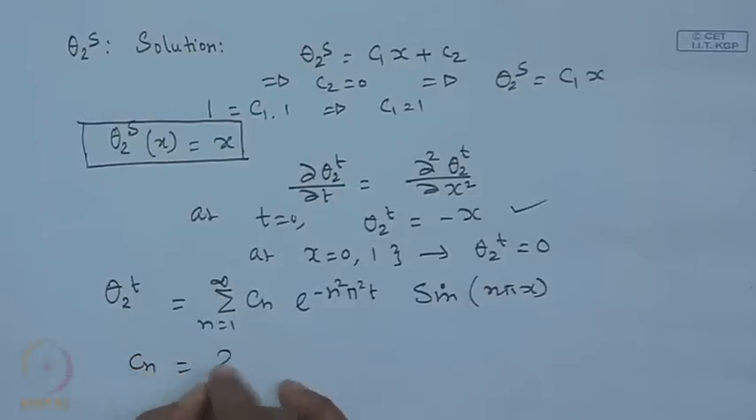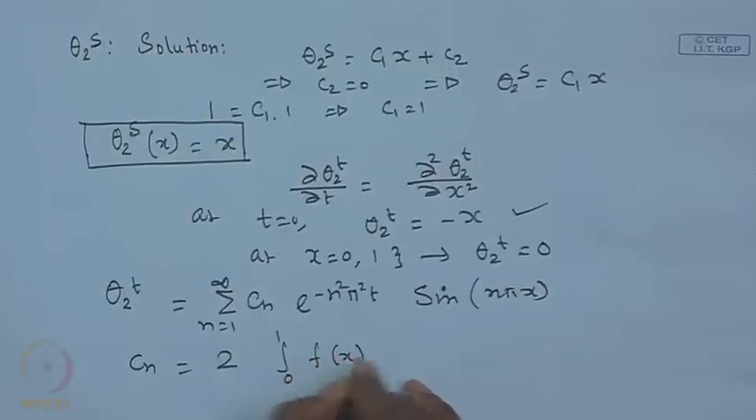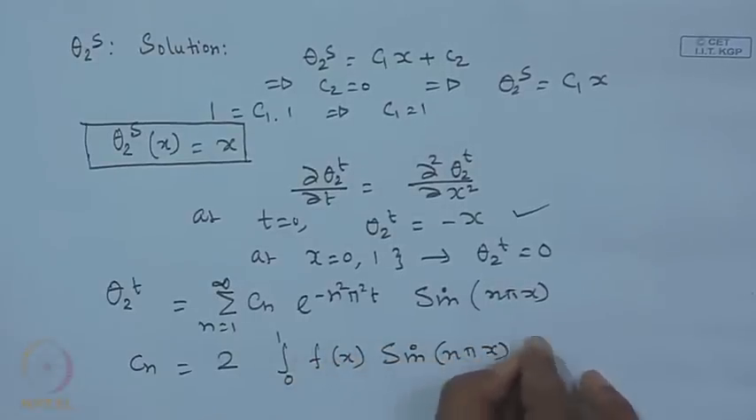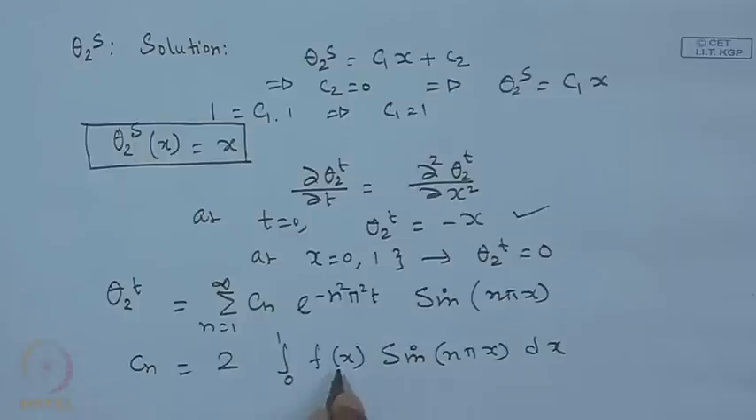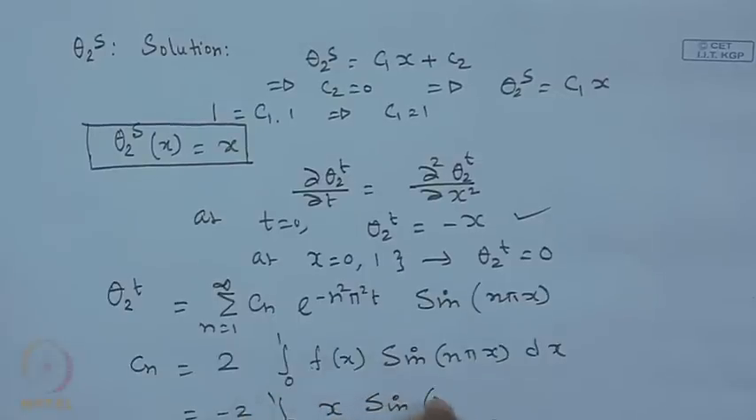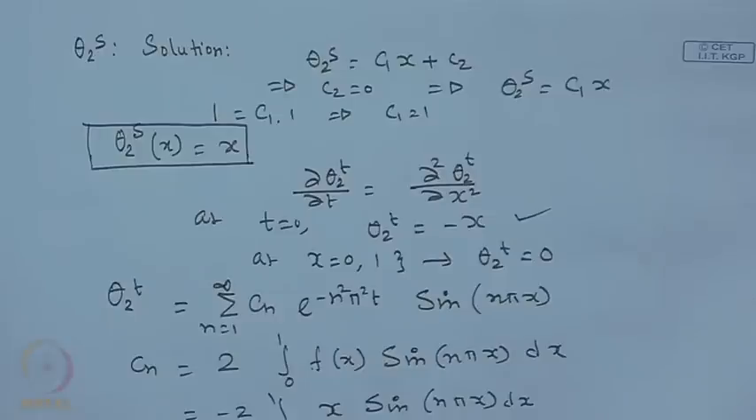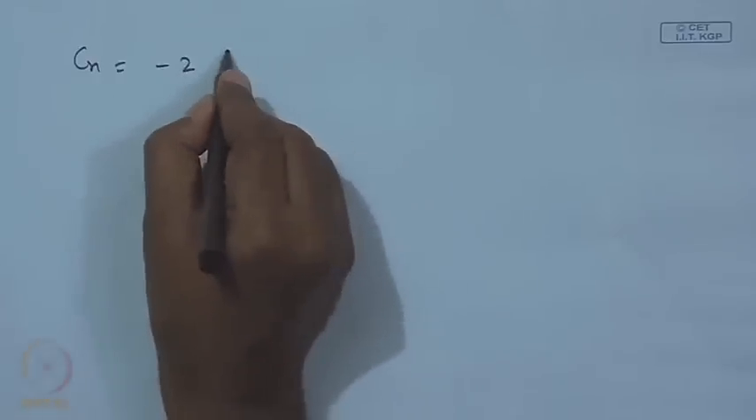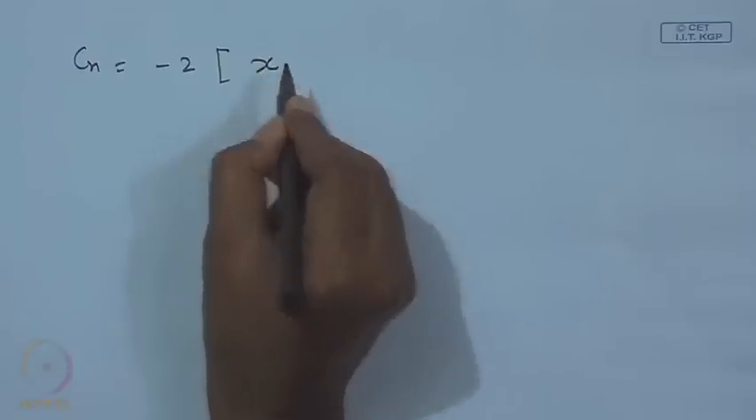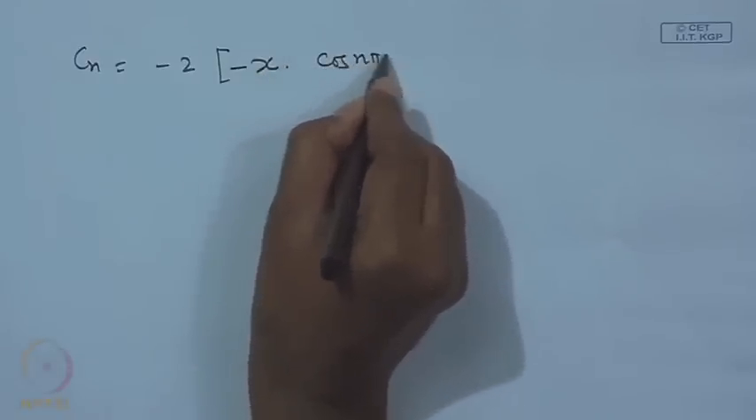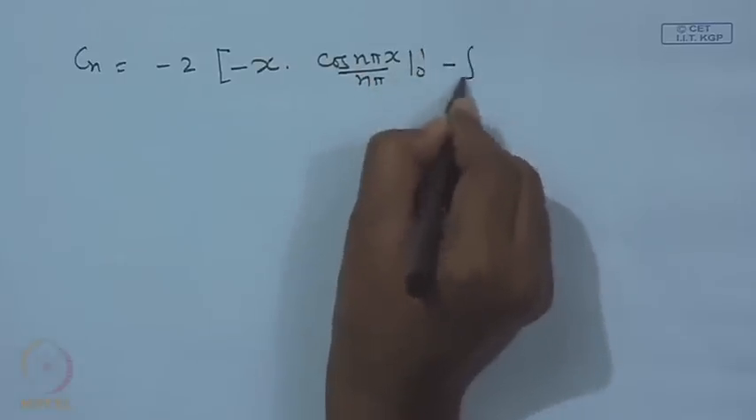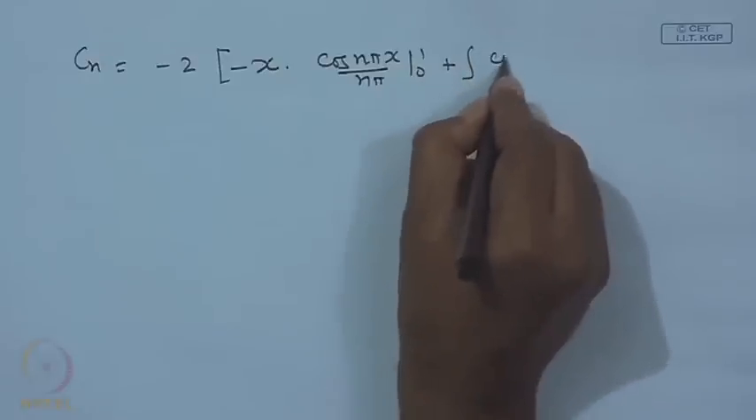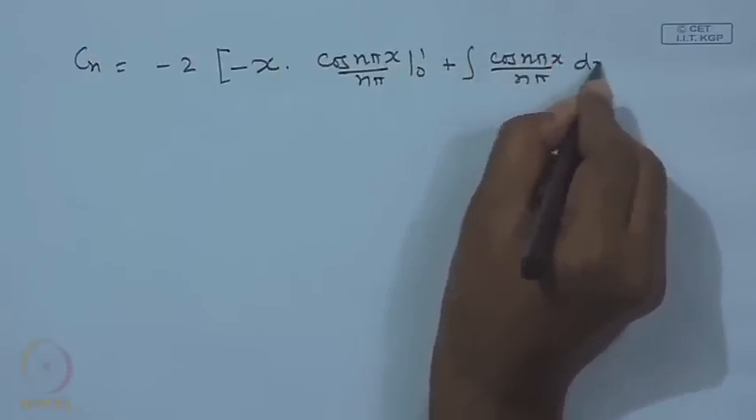And what is the value of c n? c n will be twice the integral 0 to 1 of f of x sin n pi x dx. The initial condition f x is nothing but minus x. So, this will be minus 2 times the integral 0 to 1 of x sin n pi x dx. We obtain c n by carrying out integration by parts. So, minus 2 times: first function x, integration of second function will be minus cosine n pi x divided by n pi from 0 to 1, minus differential of first function, which is 1, times minus cosine n pi x divided by n pi, dx from 0 to 1.